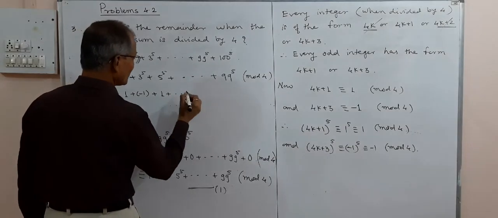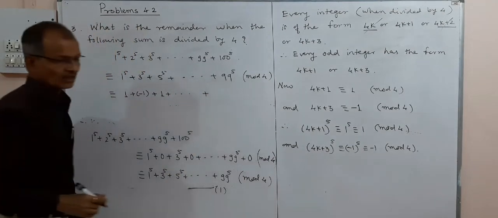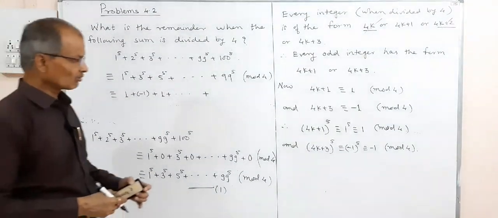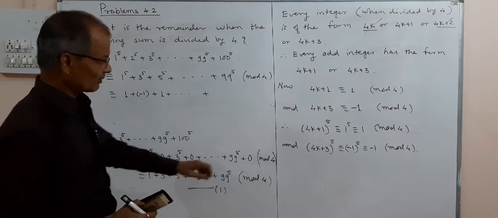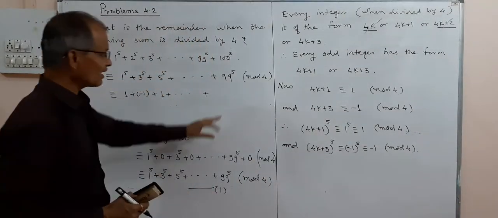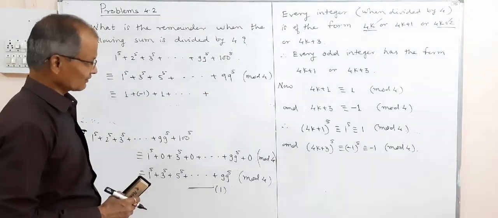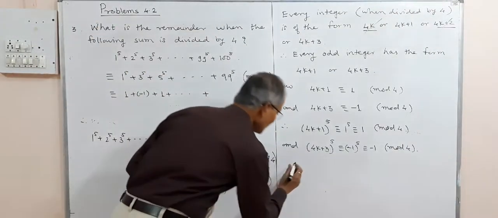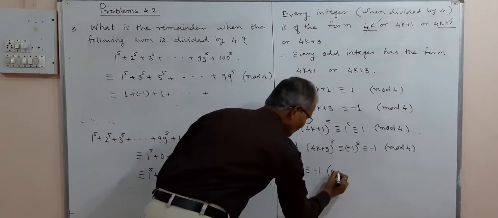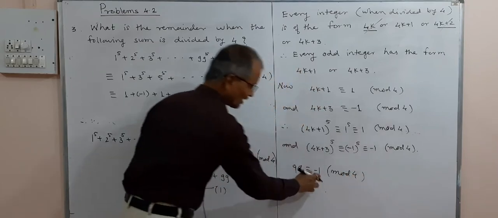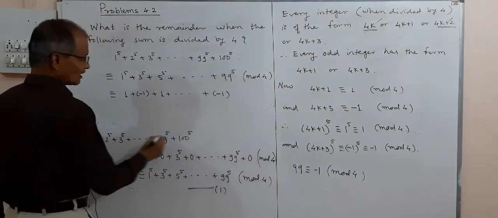And we have the last one, 99. So 99 is congruent to this type, -1. It is of the form 4k plus 3. When divided by 4, it gives the remainder, say, -1, because 99 is congruent to -1 under mod 4, because their difference is 100, and 4 divides 100. And the last one is -1 under modulo 4.